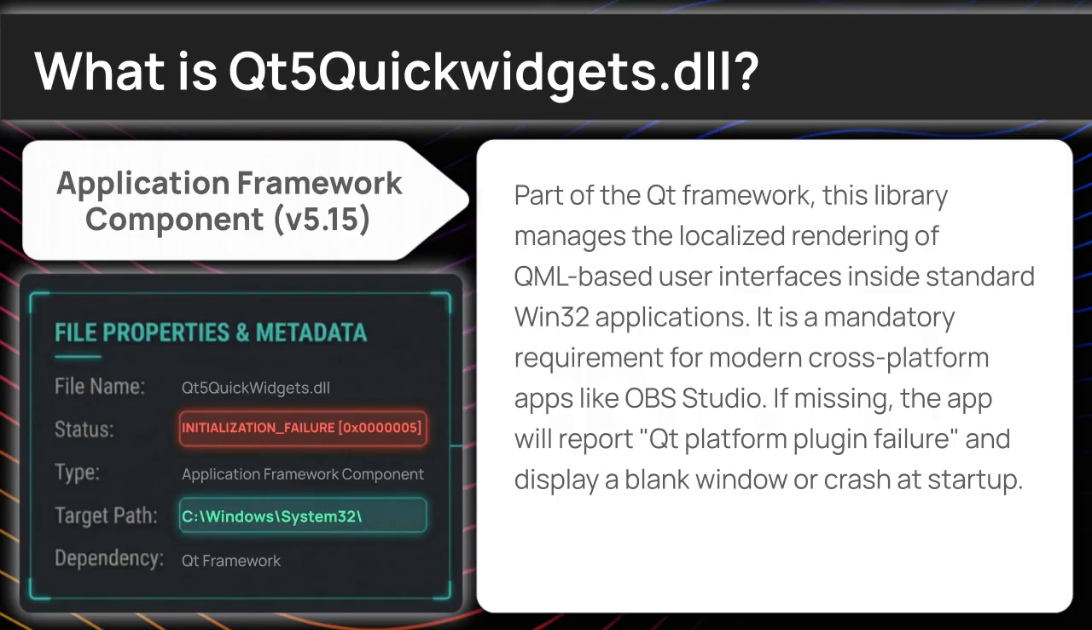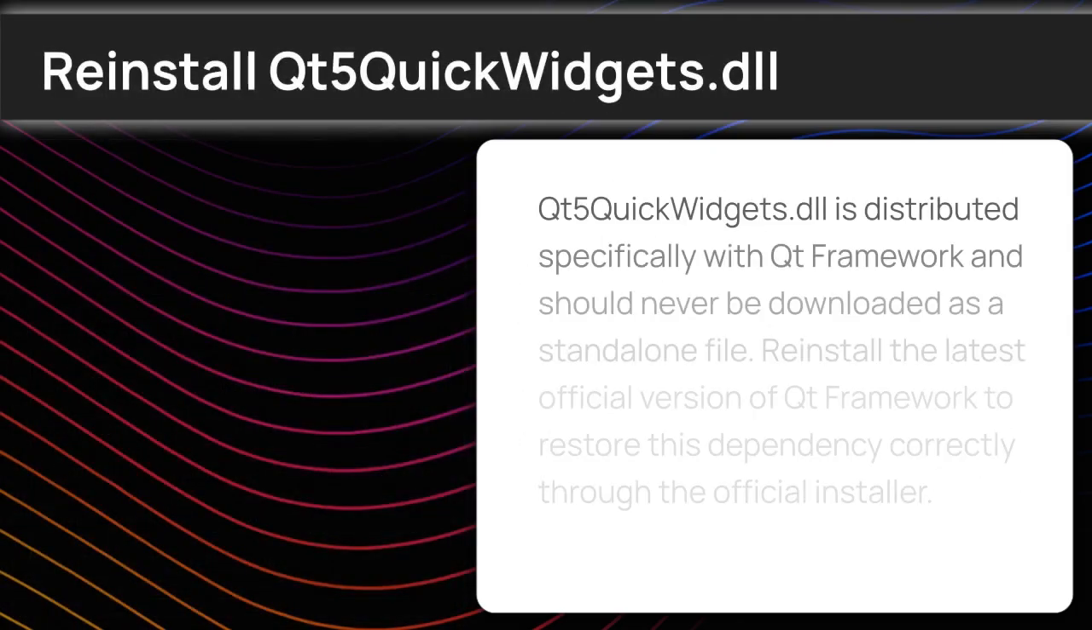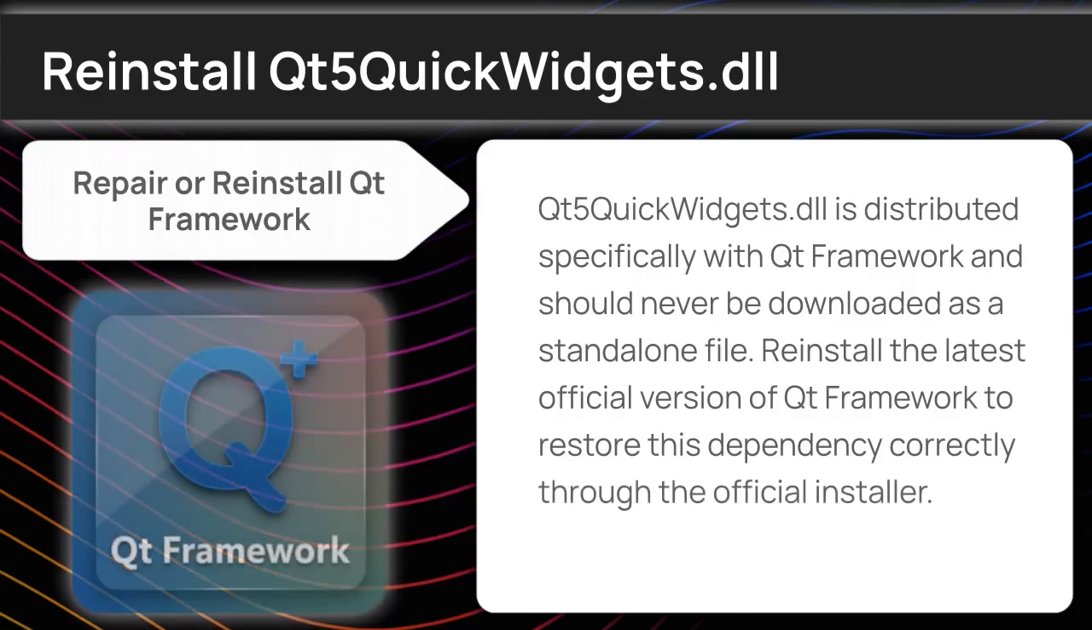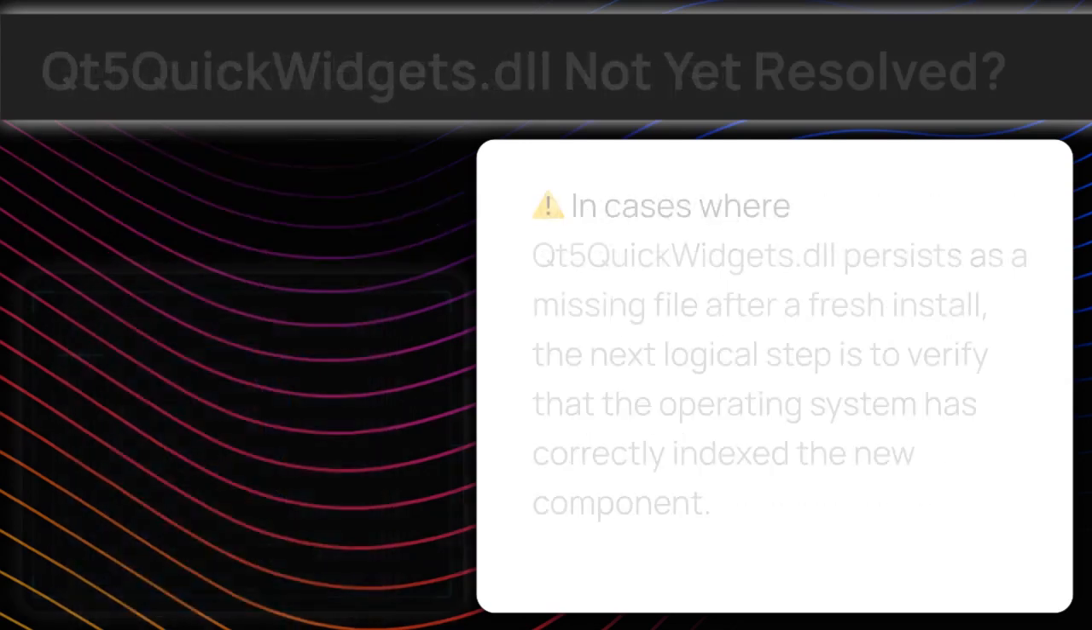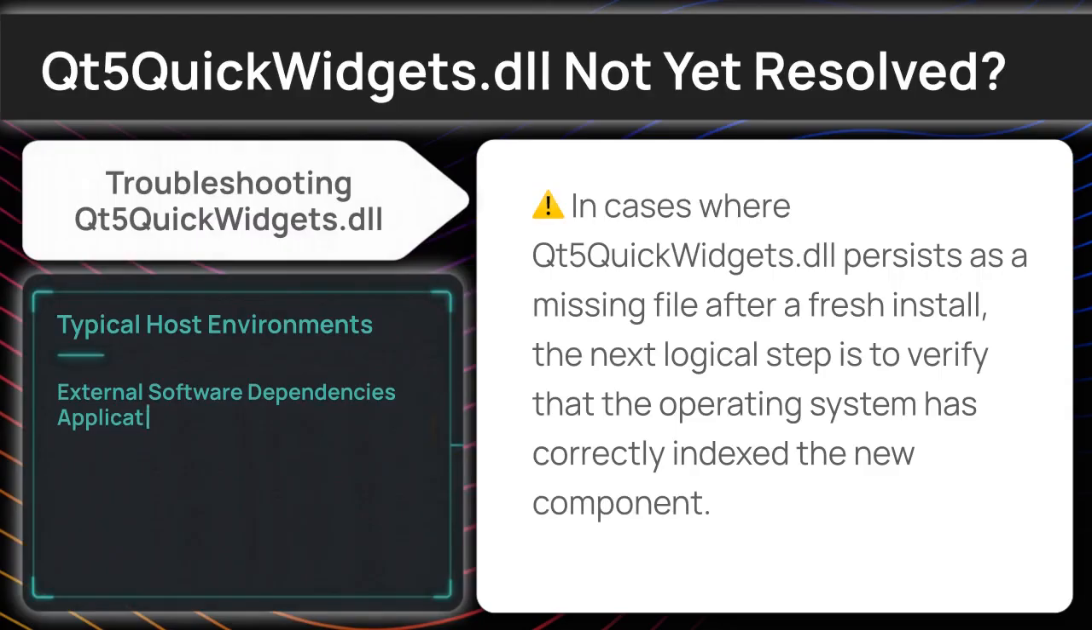Our first move is installing a fresh, clean copy of the library. qt5quickwidgets DLL is distributed specifically with Qt Framework and should never be downloaded as a standalone file. Reinstall the latest official version of Qt Framework to restore this dependency correctly through the official installer. If you are still encountering the error after following the official setup, it's time to investigate the underlying system architecture.